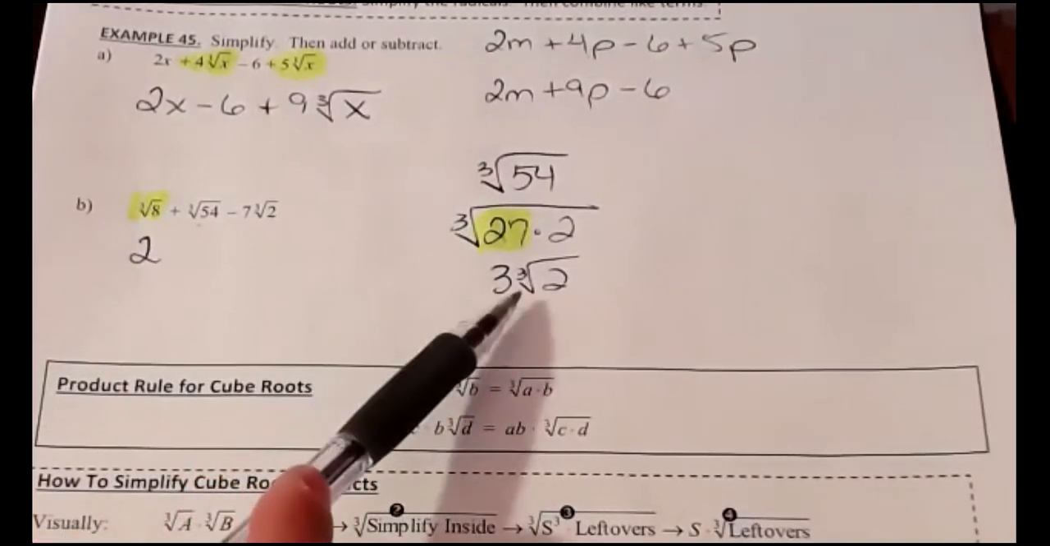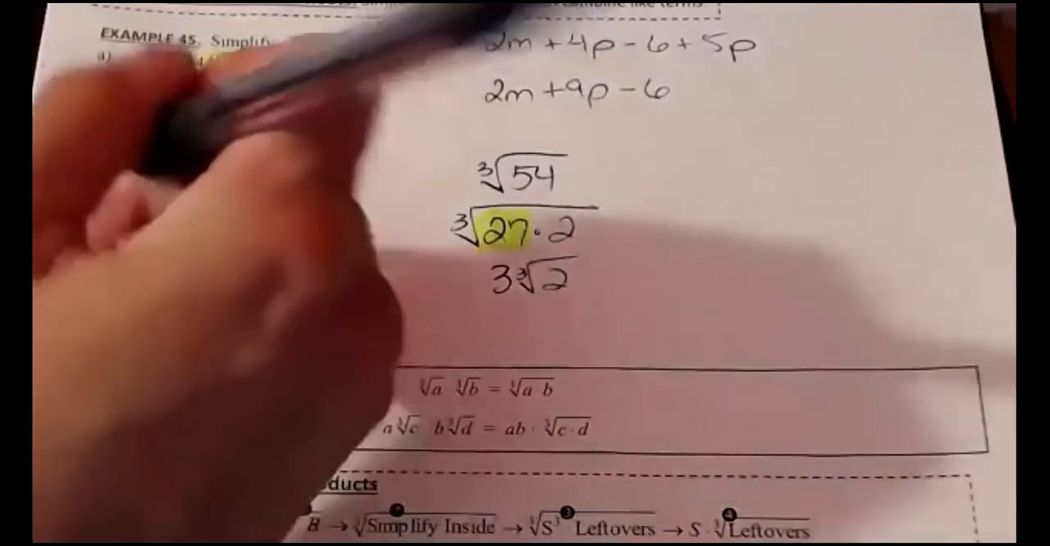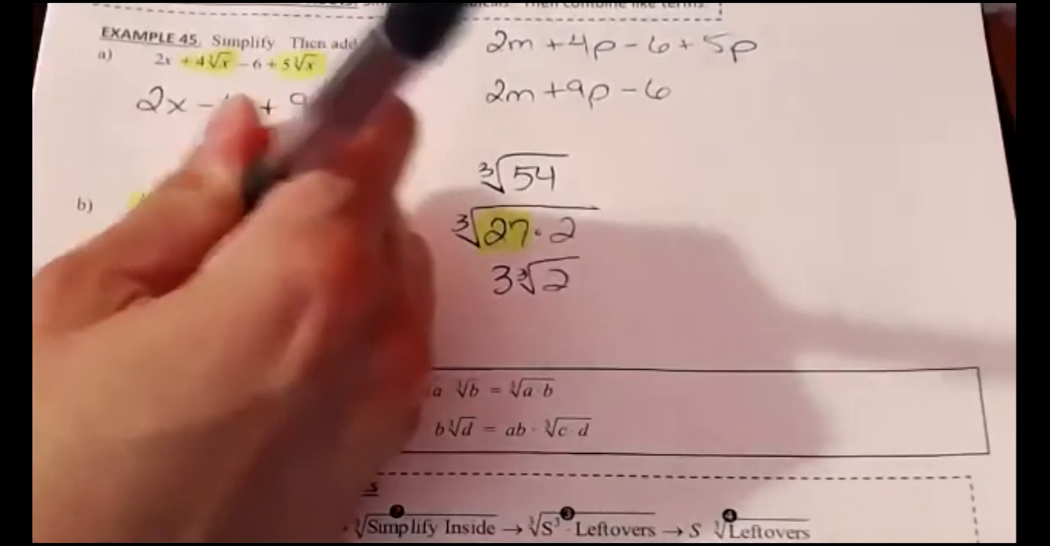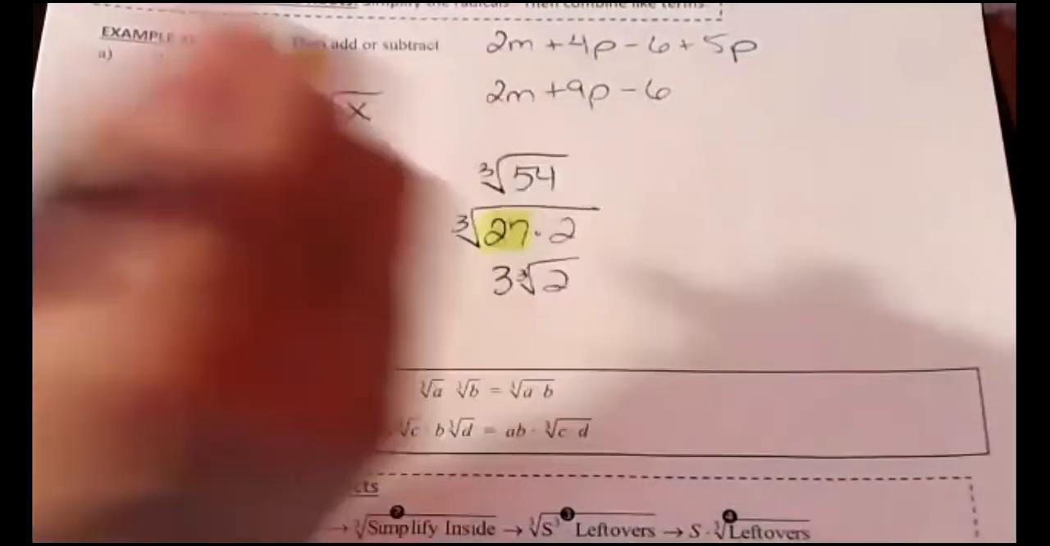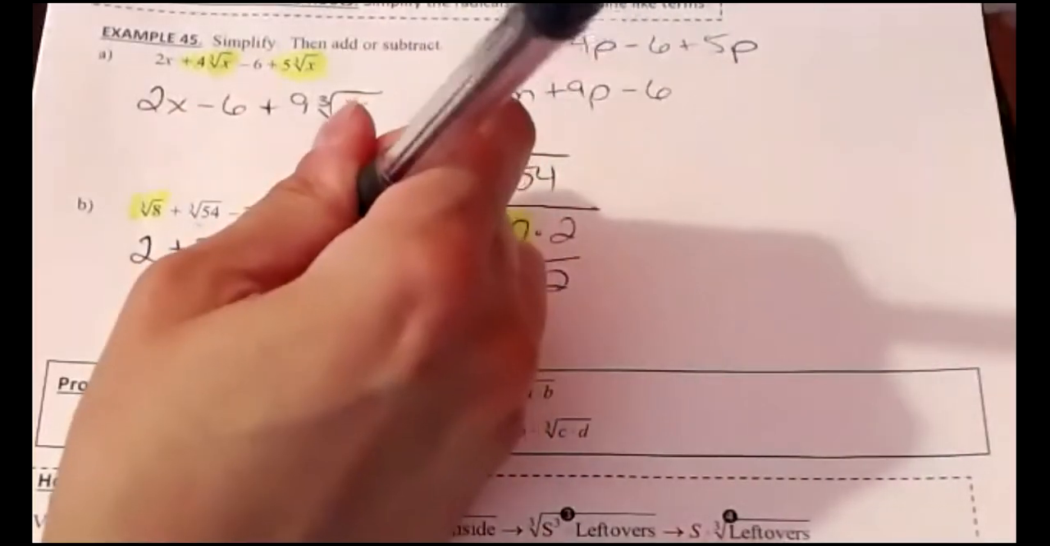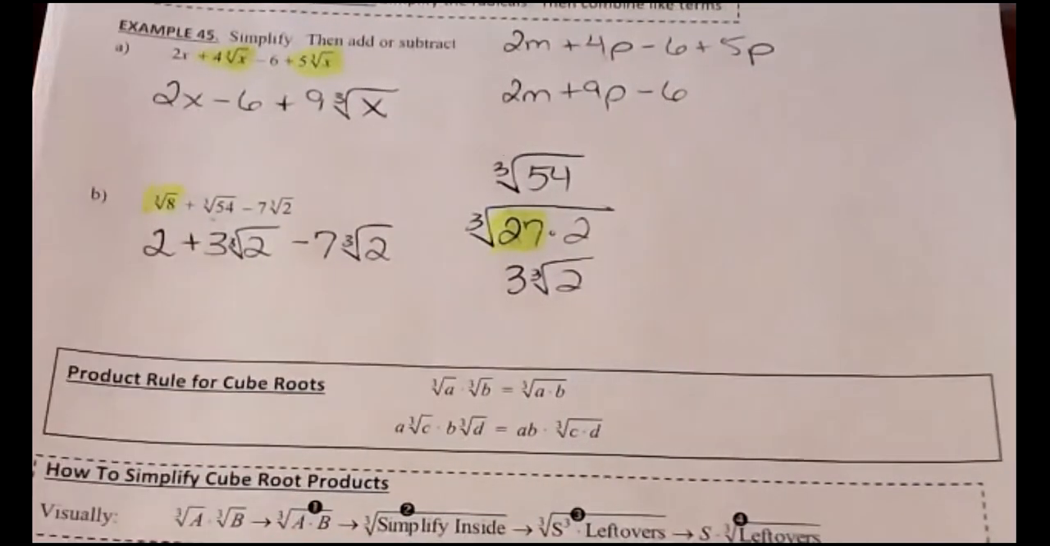3 cube root of 2. This is gonna replace cube root of 54. So plus 3 cube root of 2. Sorry I wrote that so tiny. I have no idea why I wrote it so small. Minus 7 cube root of 2. That's much better.